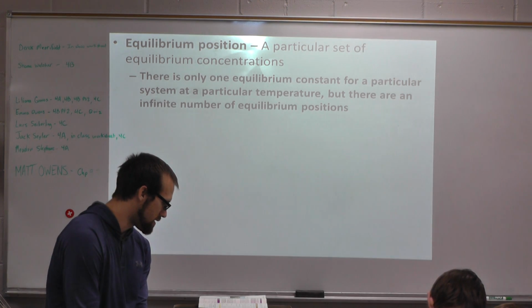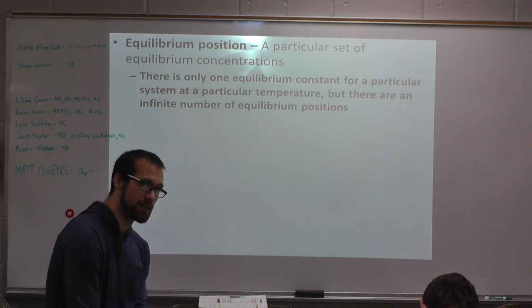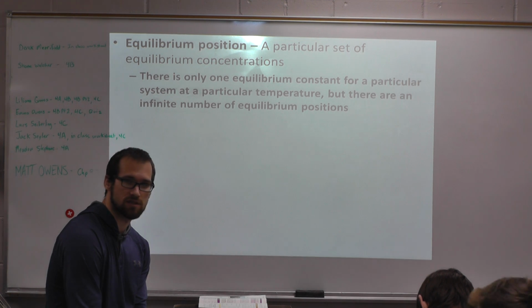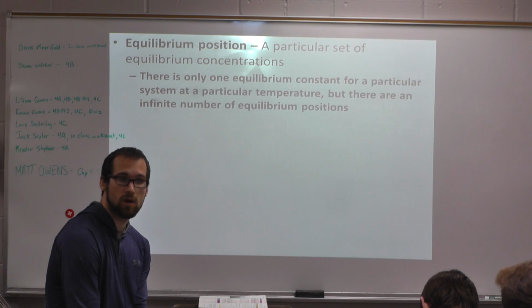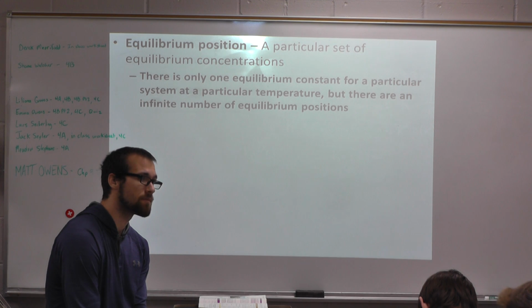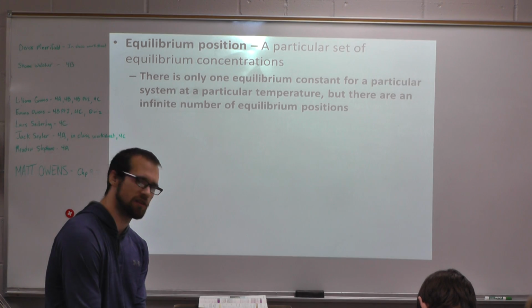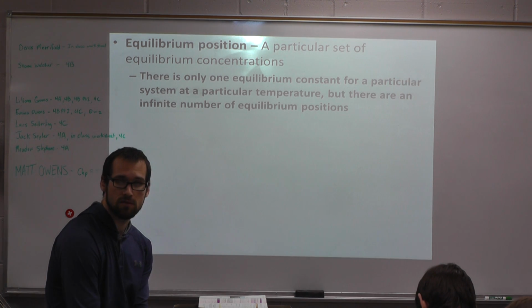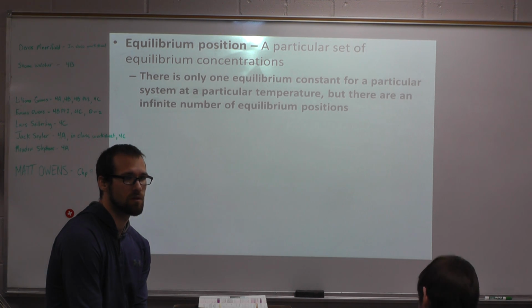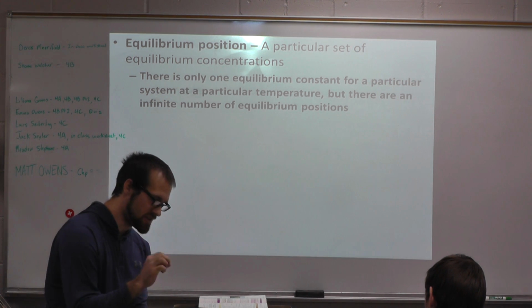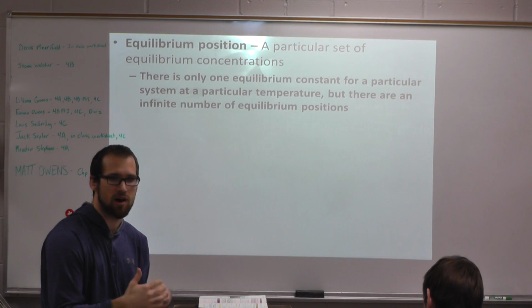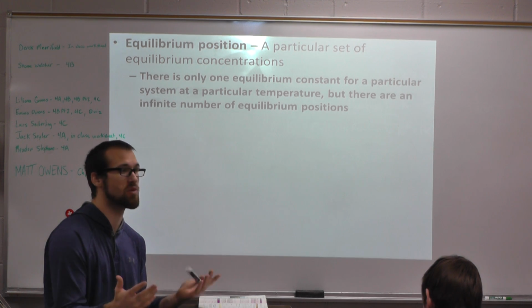K is the same for all. Yeah, K is the same for all of them, but your equilibrium concentrations are what? Different. Okay, so there's a big inference you can make here. At a given temperature, what's true? The equilibrium constant is the same. The equilibrium constant at a given temperature will always be the same regardless of how much concentration of each thing you have at the beginning.